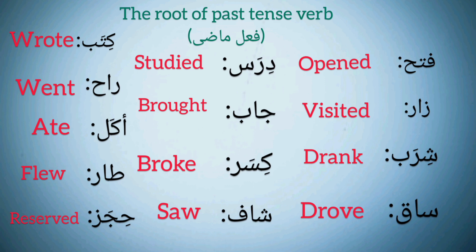فتح means opened. زار, he visited. شرب, he drank. ساق, he drove. درس, he studied. جاب, brought. It's the past tense of bring. كسر, broke. شاف, he saw. كتب, he wrote. راح, he went. اكل, ate. It is the past tense of eat. طار, flew. And حجز, he reserved. These are all roots of past tense verbs in Arabic.